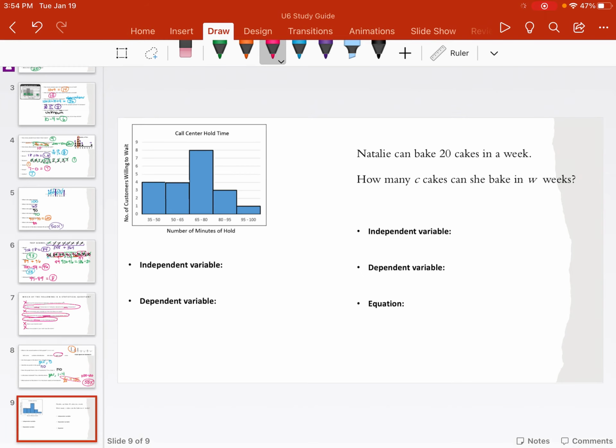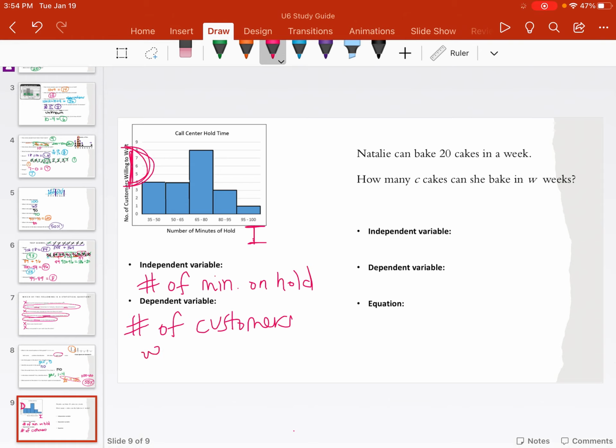Okay, finally, independent and dependent variables. So our independent variable for this first graph, remember independent is always along the x-axis, so our independent is the number of minutes on hold. Okay, and our dependent is here on the y, so that's the number of customers willing to wait. Okay, oopsies.